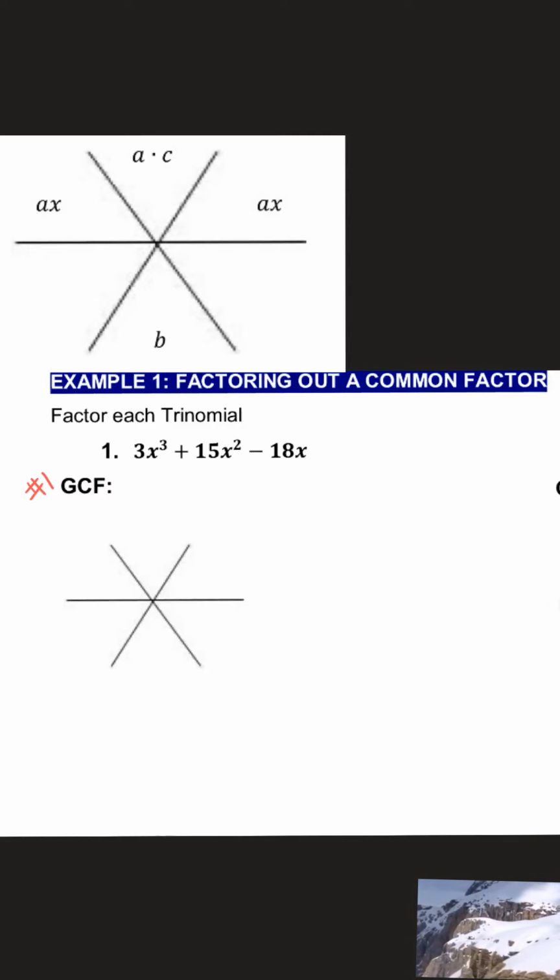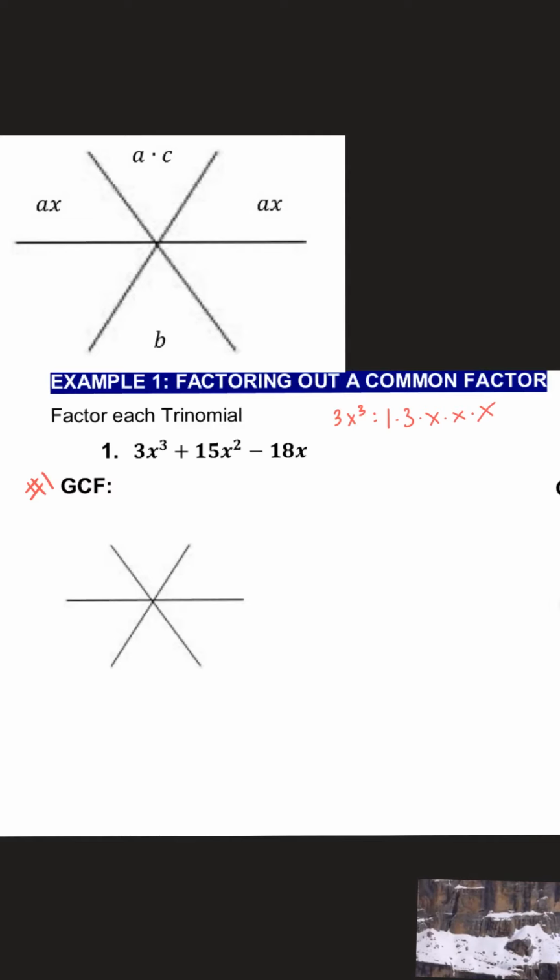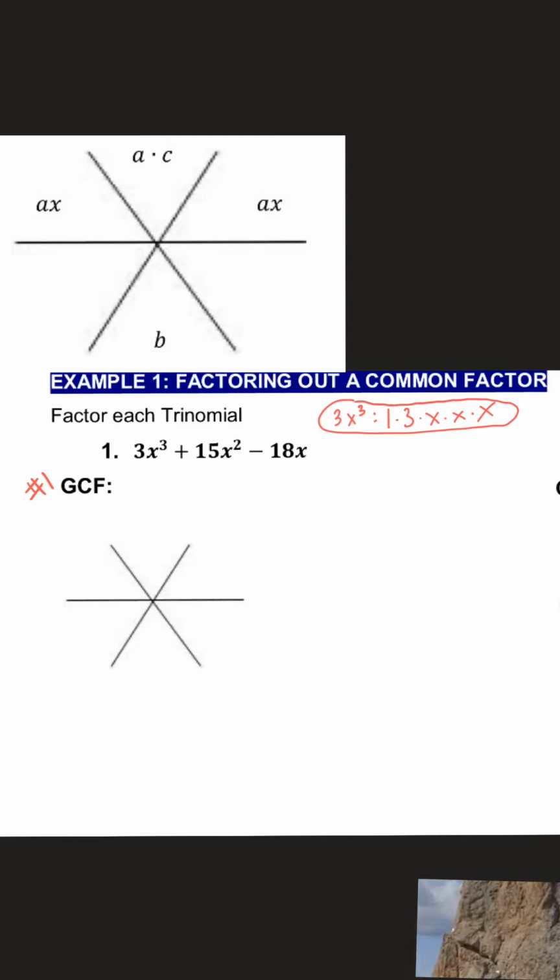Now you can go back and you can do this, the 3x cubed is equal to 1 times 3 times x times x times x. You can do that if it's not obvious what the GCF is. You do this enough times and you start to figure out what the greatest common factor is. So if you need to do this, there is no shame in your game. Please do that if you are still figuring out what the greatest common factor is. I'm going to take it a step further for those of us who are ready to advance.